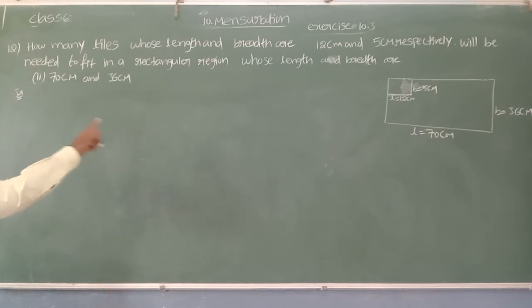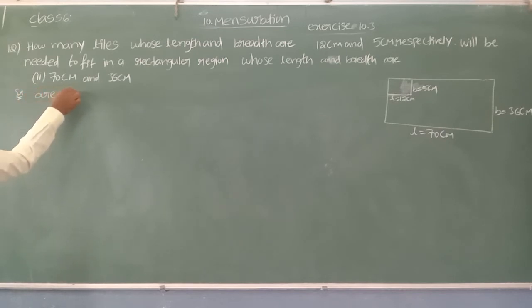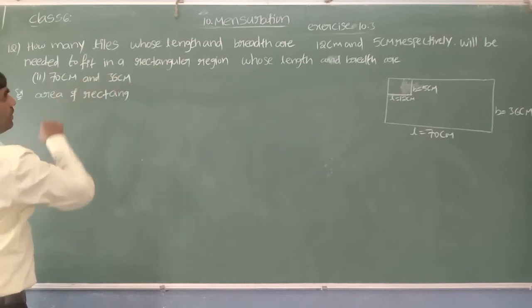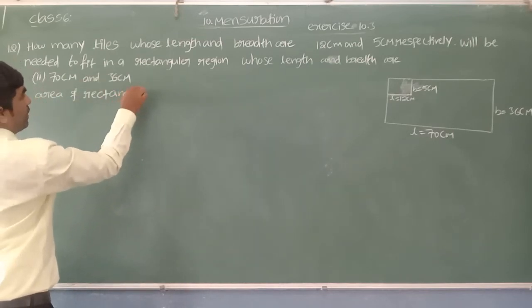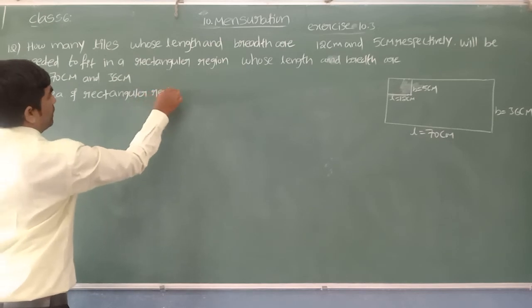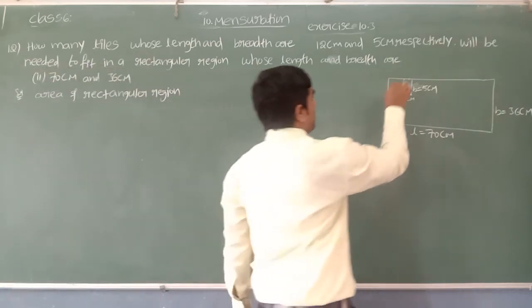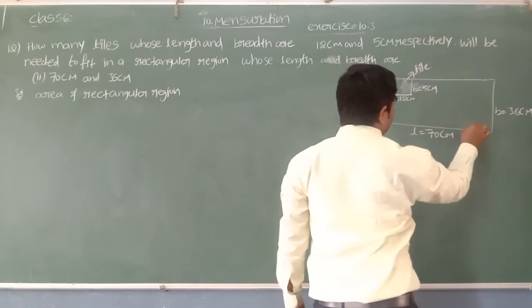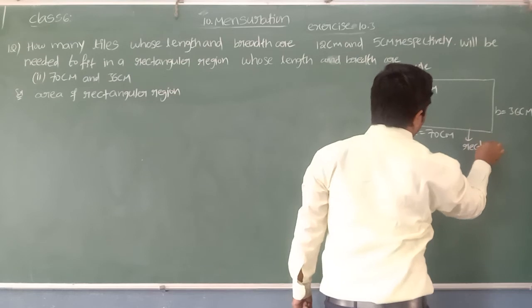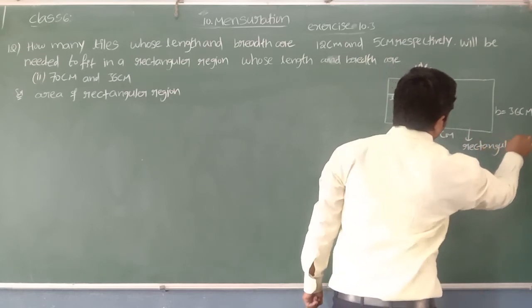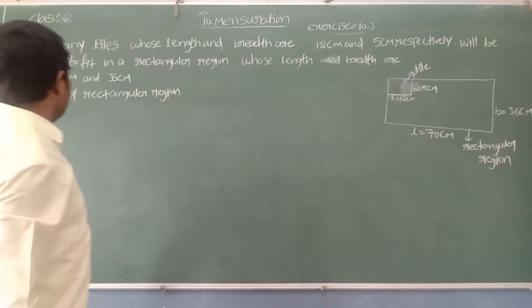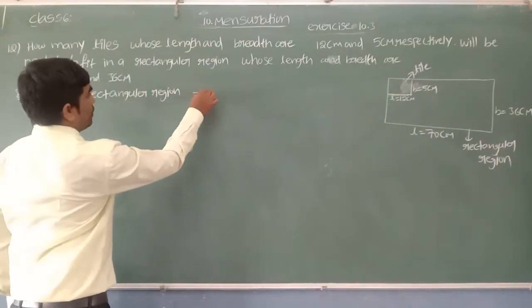First we will try to find what is the total inside place of the rectangular region. So area of a rectangular region we will find. So here let me write, if you want, it is the tile. And this one is the rectangular region. What do you call it? Rectangular region. Now area of rectangular region is equal to, what is the formula?